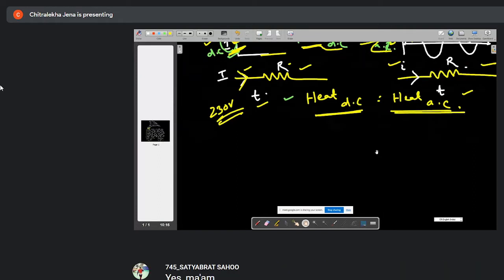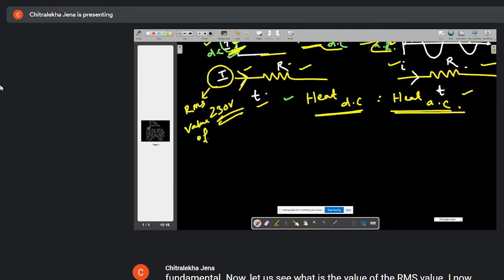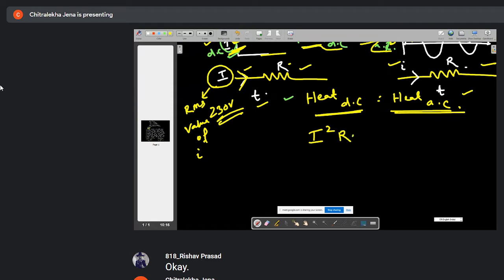This is very fundamental. Now let us see what the RMS value of I is. Now remember that this has become the RMS value of which current? AC current, that is I. Got it? So now what is the heat produced by the DC current? That is equal to I square R multiplied by the time. Am I correct? Now this is equal to the heat produced by the AC current.